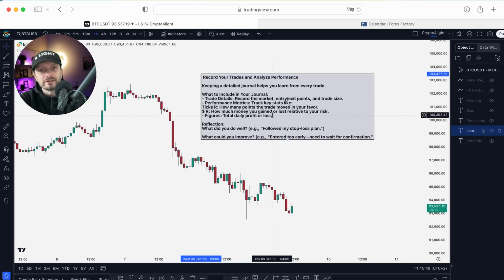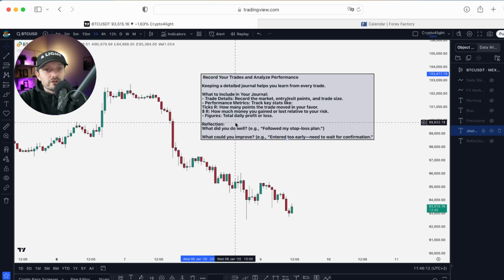Performance metrics: they track key stats like ticks, how many points the trade moved in your favor, the money, yes, the money, how much money you gained or lost relative to your risk, and figures, total daily profit or losses. You can write it down in percentage or you can write it down in money. I recommend you do both.